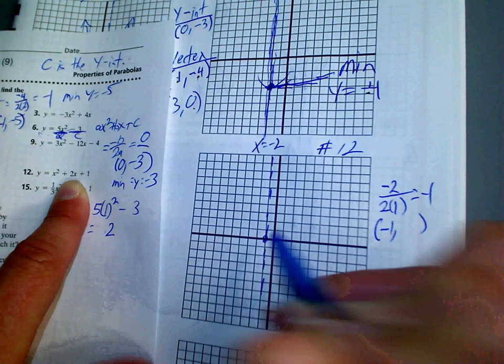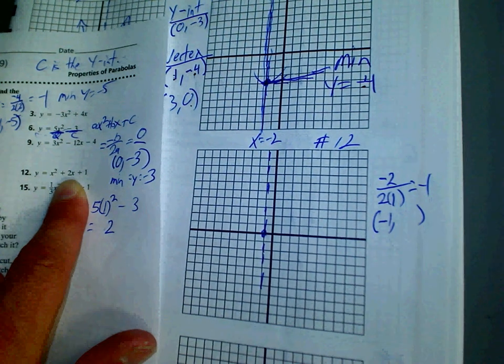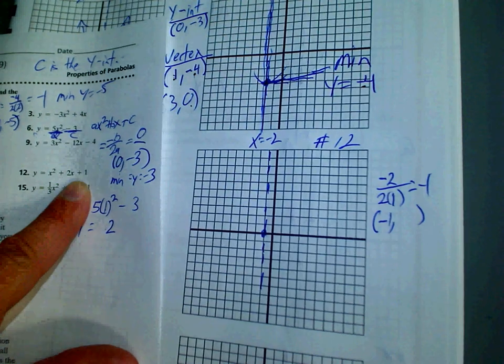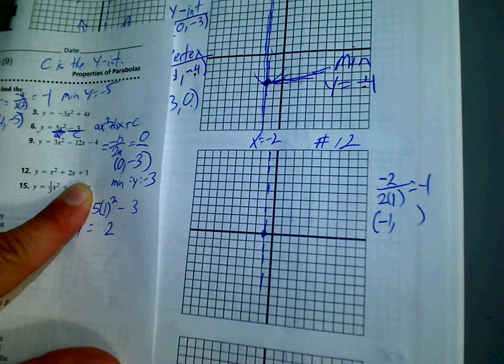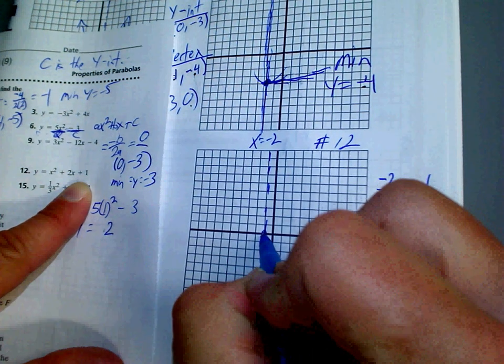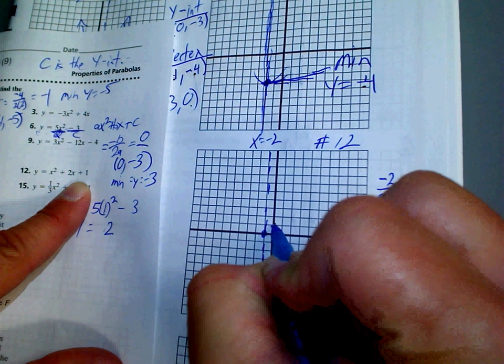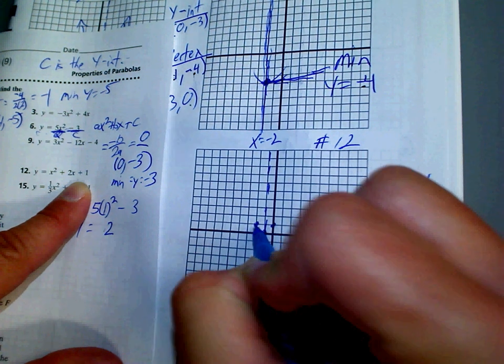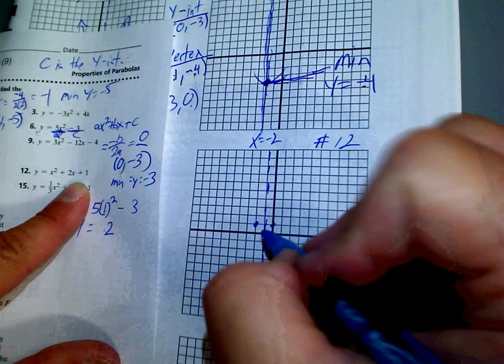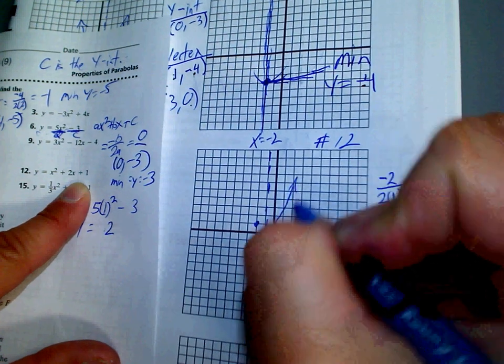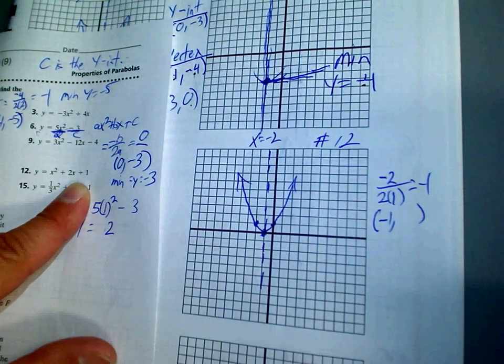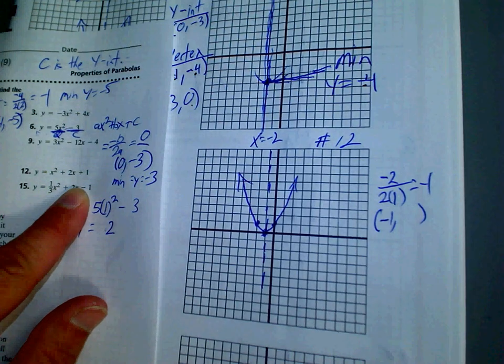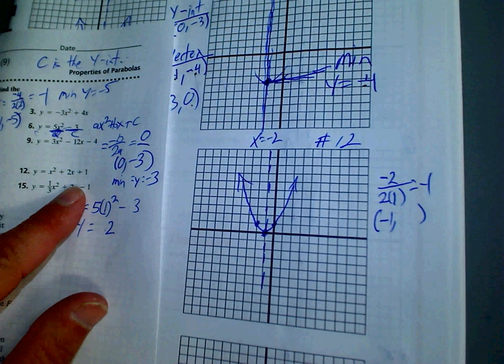It opens up. What's the y-intercept? 1. So right here's the vertex. It's going to touch the y-axis right there. There'd be 1 to correspond right there. There's your parabola. Good? Okay. Let's come down here.